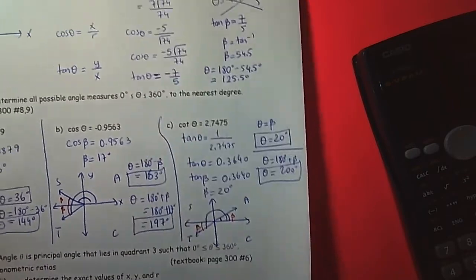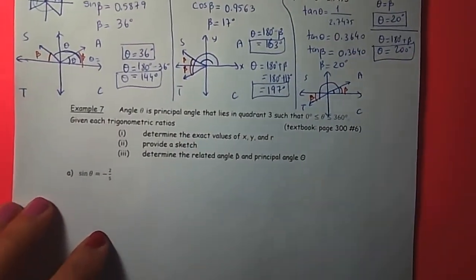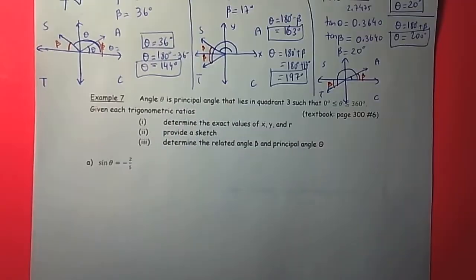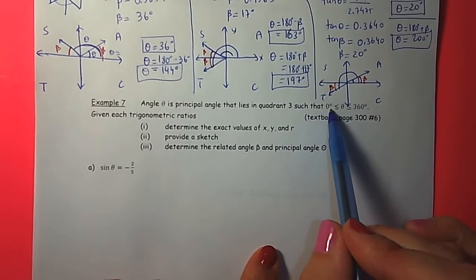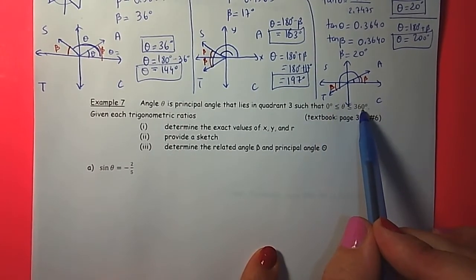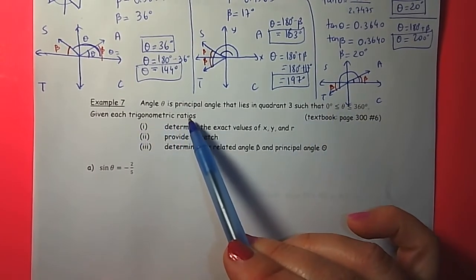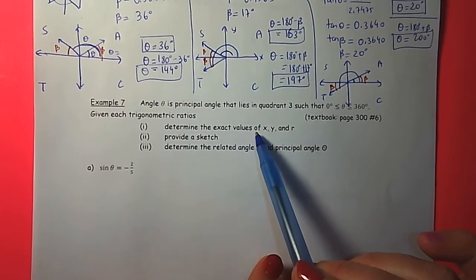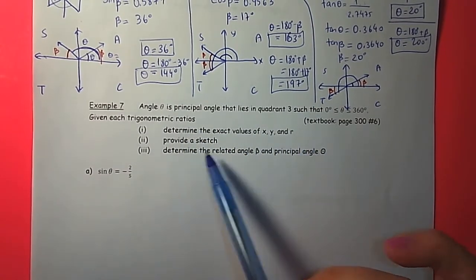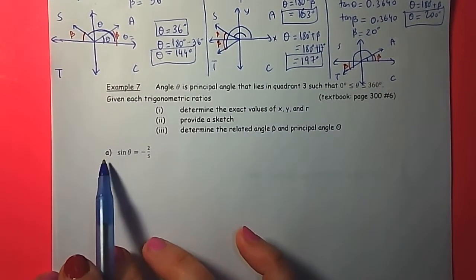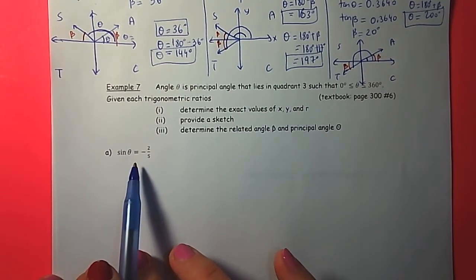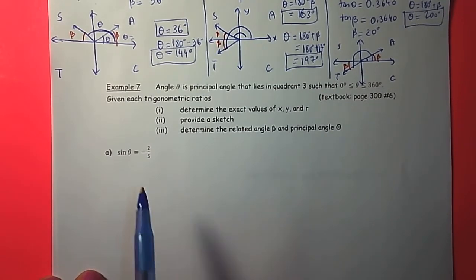Let's look at example 7. Angle theta is a principal angle that lies in quadrant 3, such that angle theta is greater than or equal to 0 and less than or equal to 360. Given each trigonometric ratio, determine the exact values of x, y, r, provide a sketch, determine the related angle beta and principal angle theta. So A, sine theta equals negative 2 over 5.